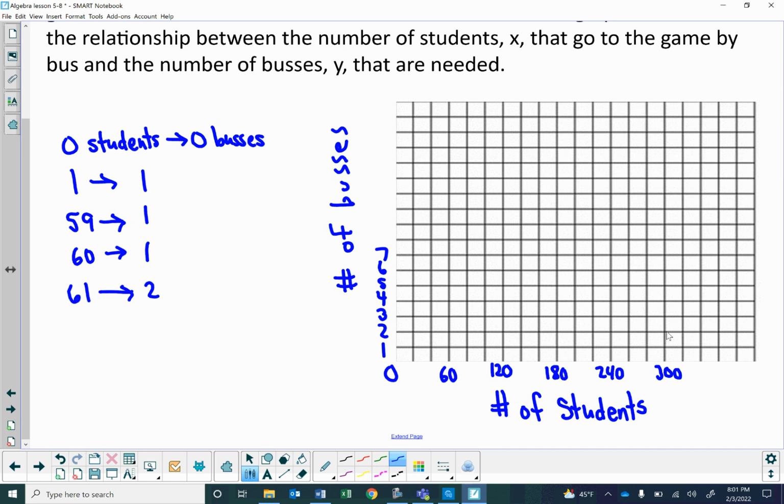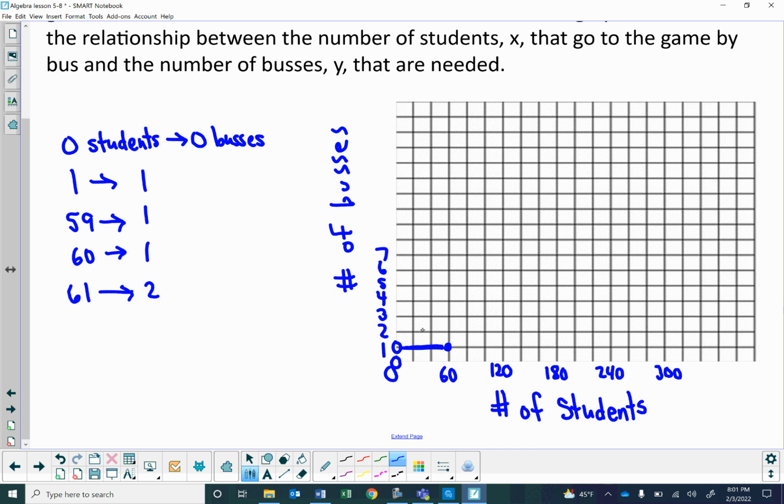Now we're going to draw a closed circle when the end point is part of the graph. If I have 0 students, I need 0 buses, so I just need an open circle here. However, if I have 1 student, all the way up to 60 students, here I need 1 bus. If I have no students, I don't need a bus. But if I have 60 students, I need a bus, and it can hold 60 students, so that would be a closed circle at 60. It's an open circle at 0 because I don't need a bus if I have no students. And I have a line that goes between those.